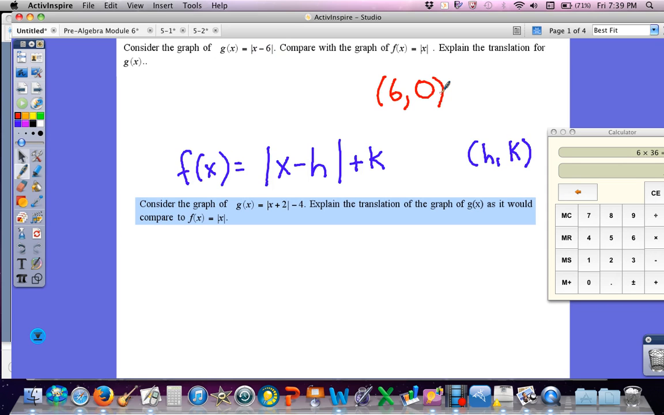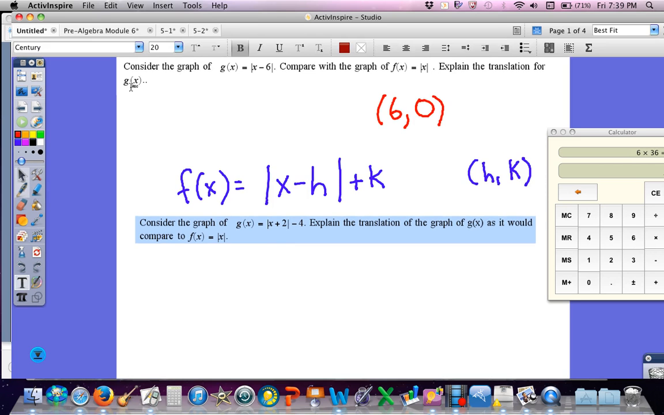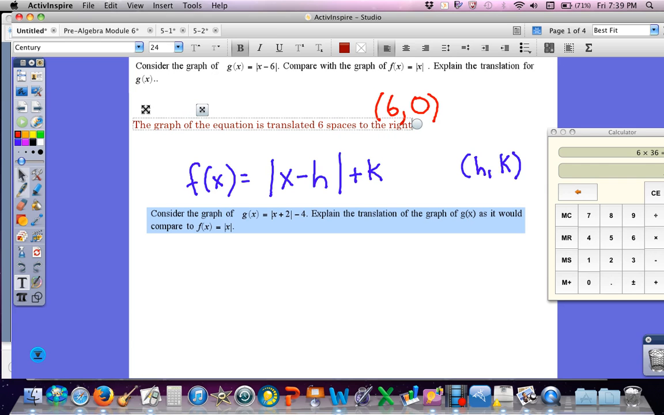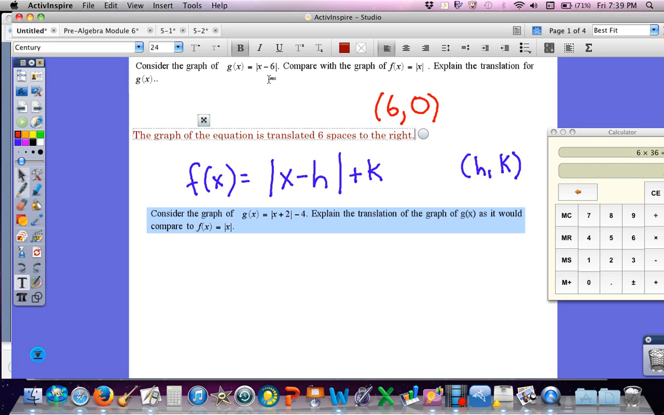So when it says explain the translation, I'll type this, you would say, oops, you'd need a bigger font. You would say that the graph of the equation is translated 6 spaces to the right. Doesn't go up and down anything because there's no k there.